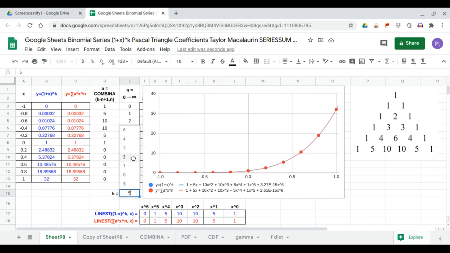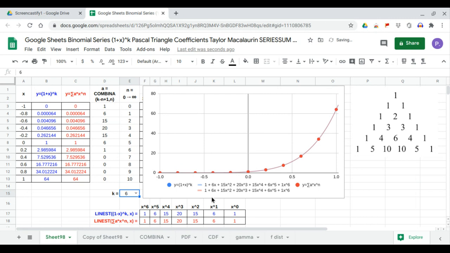And at k equals 6, our polynomial is 1 plus 6x plus 15x squared plus 20x cubed plus 15x to the fourth plus 6x to the fifth plus x to the sixth. The regression coefficients match our expansion coefficients. This completes the generation of the Pascal triangle coefficients using the Taylor-Maclaurin SERIESSUM expansion and the LINEST.